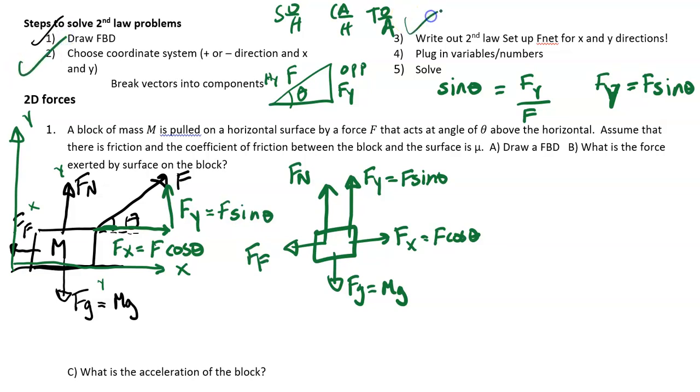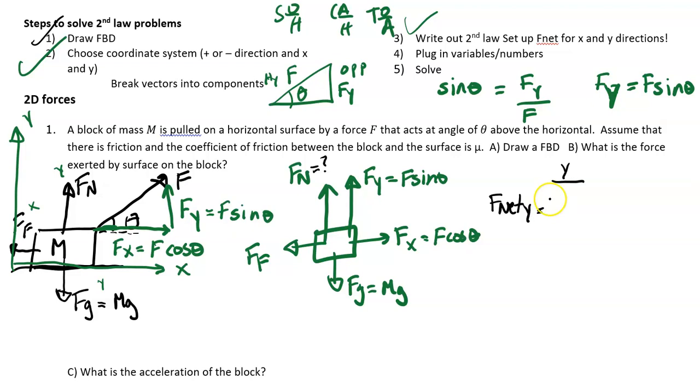Now let's do step number 3. Write out the second law, F net, for x and y directions. So for B, we want to find the force exerted by the surface on the block. So I want you to think about what that is. Okay, so the force exerted by the surface on the block, that is going to be the normal force. So we want to find the normal force. That is a force in the y direction. So I'm going to set up F net y. So what I want you to do, go ahead and write what force or forces are in the y direction, and then check back in on this video.